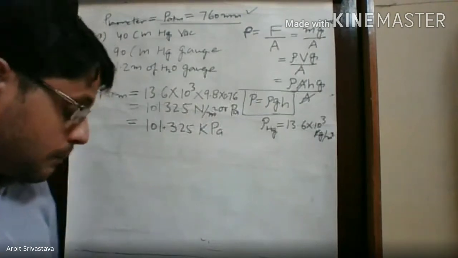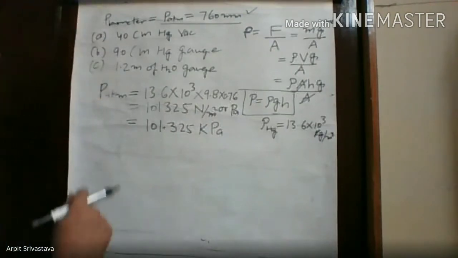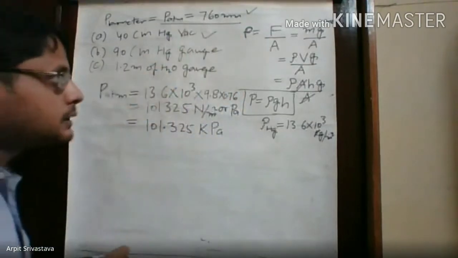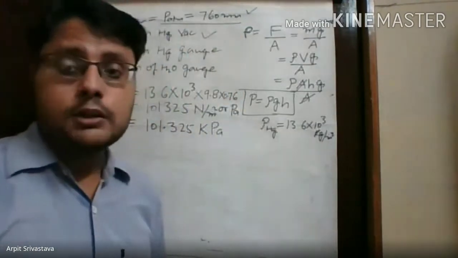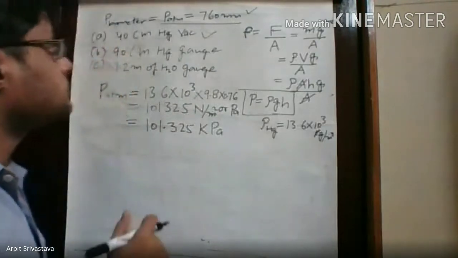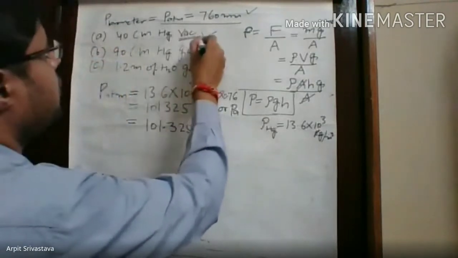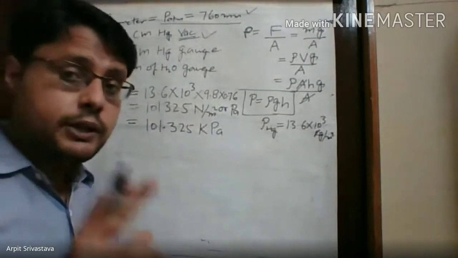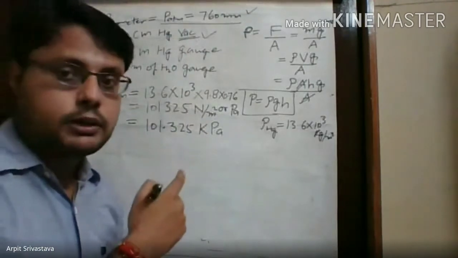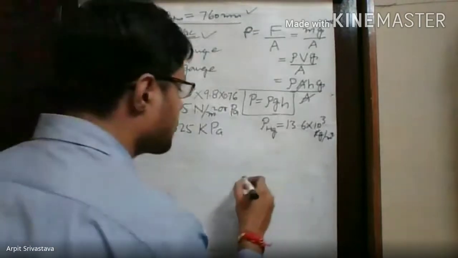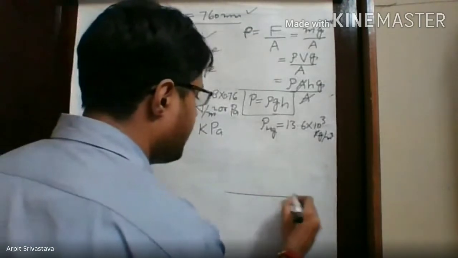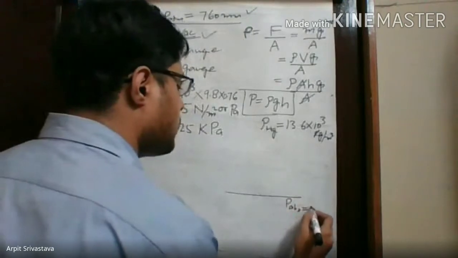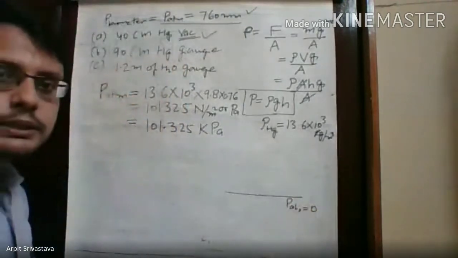So you will get this atmospheric pressure value. But now we talk about the conversion of 40 centimeter Hg vacuum into kilopascal. Remember this, it is a value of vacuum pressure. So firstly, draw the last time's figure, that is P absolute pressure zero line. This is the bottommost line.